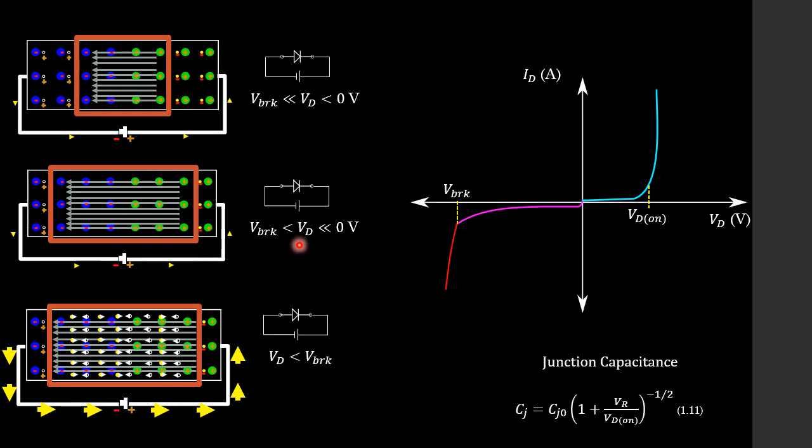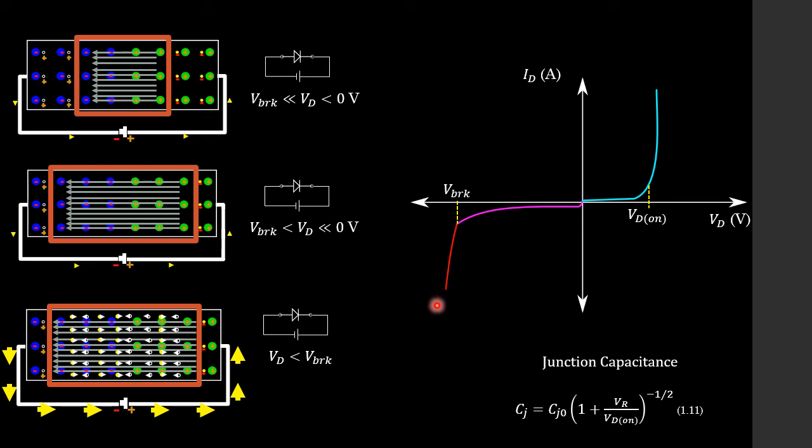And as we decrease the applied voltage to a point where it starts getting closer to the breakdown voltage and further away from 0, we start to get into this region where we are approaching breakdown voltage. And finally, once we go less than the breakdown voltage at this point over here, massive amounts of current start flowing, and we are now operating the diode in the breakdown region.